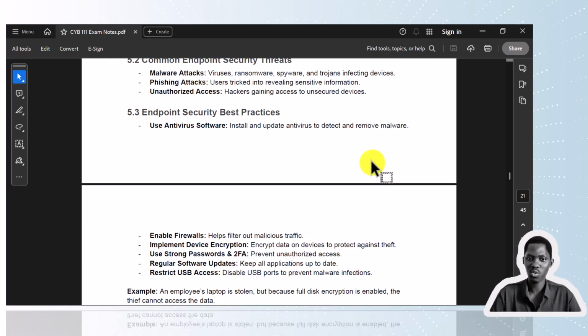Enable firewalls, which help filter out malicious traffic. There are host-based firewalls on your endpoint devices, so you enable firewalls. Now, implement device encryption. Encrypt data on devices to protect against theft. Protecting against theft doesn't mean they will protect your phone against being stolen. It's the data that is being protected against theft.